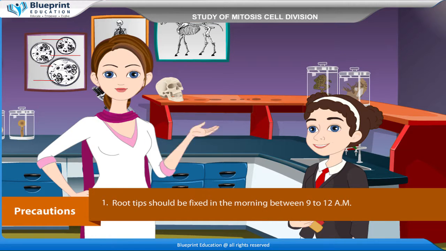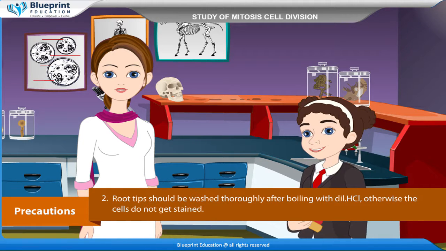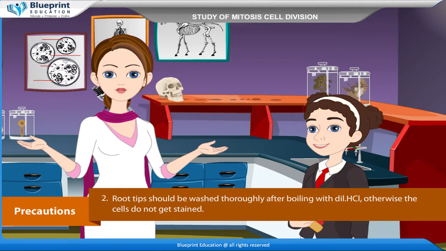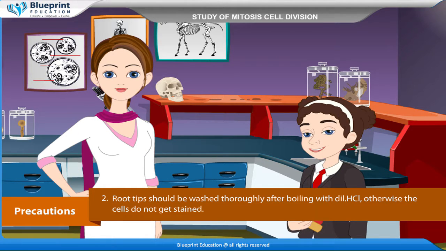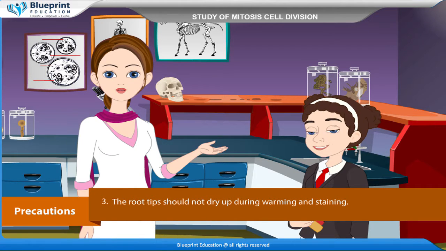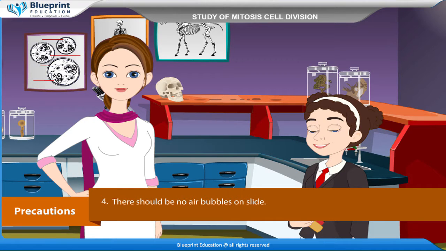Precautions. Root tips should be fixed in the morning between 9 and 12 a.m. Root tips should be washed thoroughly after boiling with dilute HCl, otherwise the cells do not get stained. The root tips should not dry up during warming and staining. There should be no air bubbles on the slide.